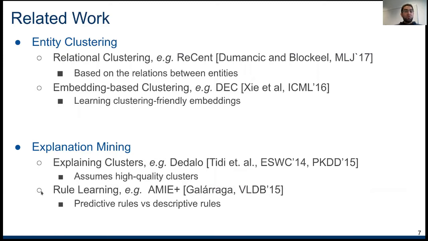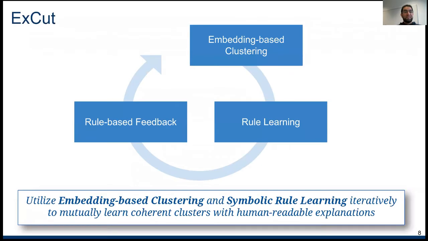Also, in this area, rule learning approaches such as AMIE can be seen as relevant. However, they are geared towards learning predictive rules rather than descriptive ones. To our knowledge, none of the existing approaches target the two problems jointly. Therefore, we introduce ExCut to bridge both worlds by utilizing embedding-based clustering and symbolic rule learning iteratively to mutually learn coherent clusters with human-readable explanations.